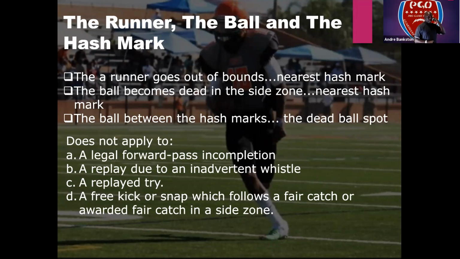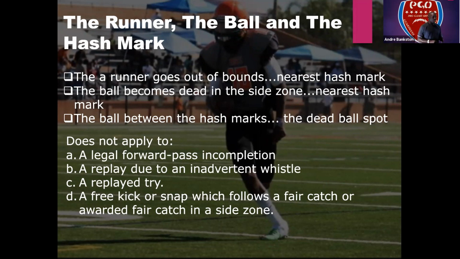Now, this does not apply to a legal forward pass incompletion because it'll go back to the previous spot. So the incomplete pass, you're going to bring it back where it was. If I was on the left hash mark and I threw a forward pass and it was incomplete, you're not going to bring it to the middle of the field on that yard line. You're going to bring it back to that hash mark where it was originally snapped from. A replay due to an inadvertent whistle: if the team chooses to replay the down, it goes right back to that hash mark or middle of the field or the other hash mark, depending where it was when it originally snapped.